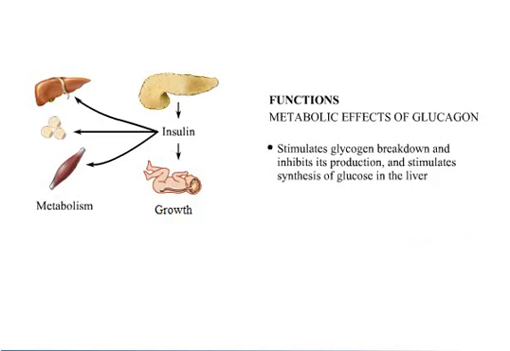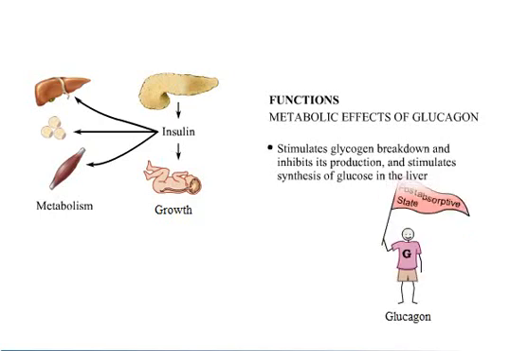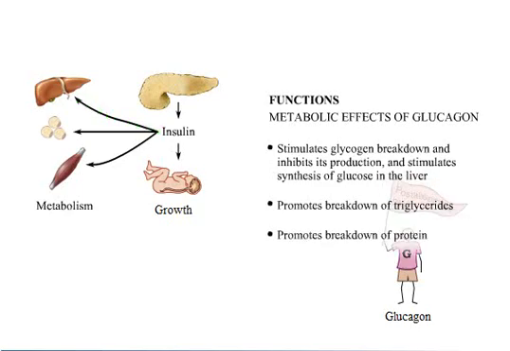To understand the control of metabolic processes during both the absorptive state and the post-absorptive state, we need to examine the functions of another hormone, glucagon, an insulin antagonist. Glucagon drives the catabolic activity of the post-absorptive period in response to declining plasma glucose. Glucagon stimulates glycogen breakdown and inhibits its production and stimulates glucose synthesis in the liver. All of these actions increase plasma glucose levels. Glucagon also promotes the breakdown of triglycerides and the degradation of proteins.